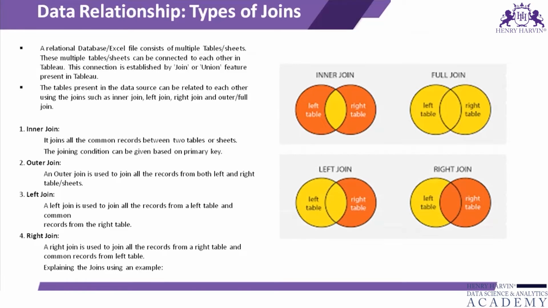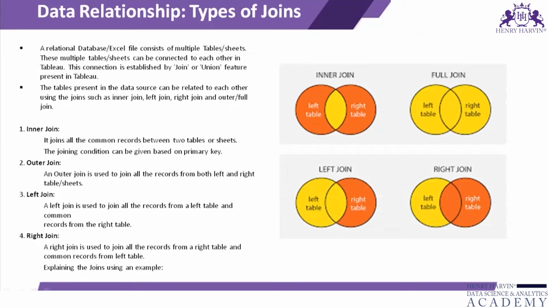In case of an inner join, if you have a left table and a right table, then the values which are common between the two tables will appear in our resultant table. In case of a full join, with tables A and B, all the values corresponding to the two tables will appear. In case of a left join, the values in the left table and their corresponding values in the right table will appear.